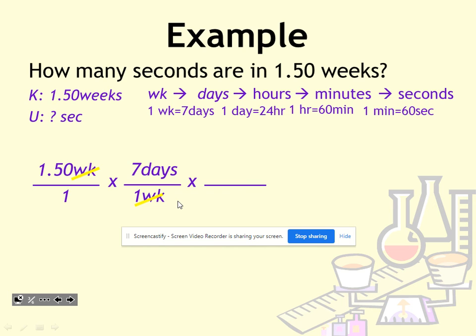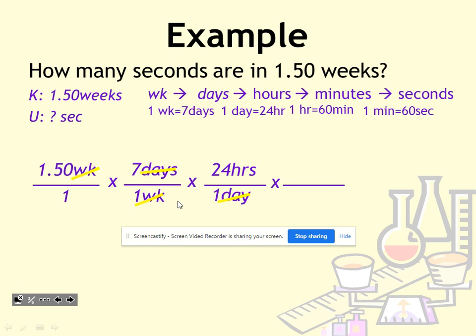And now I basically start over each time. So now I only have days. I have days on the top, which means I need days on the bottom. And days or day will cancel. They don't have to be exactly the same, singular or plural. So then I have to go, okay, how many hours in a day? 24. So then days and days will cancel.